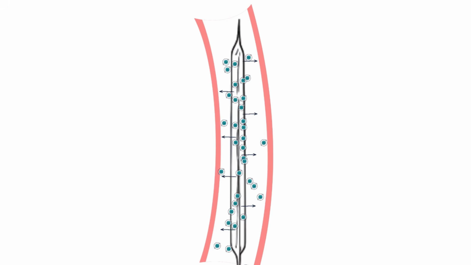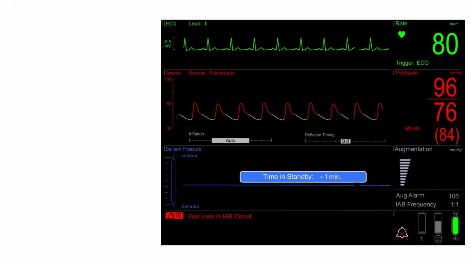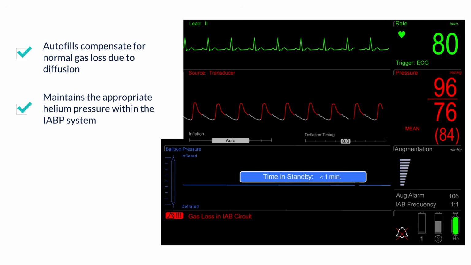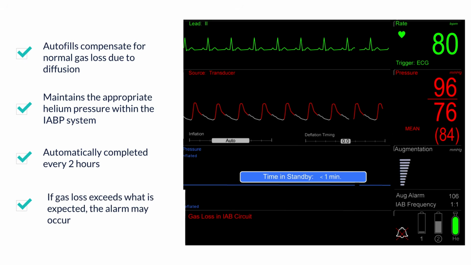As a result, the gas pressure within the IAB circuit can gradually decrease, which may trigger the gas loss in IAB circuit alarm. To help manage this expected loss of gas over time, the system performs autofills to compensate for helium diffusion. Autofills maintain the appropriate helium pressure within the IABP system. Autofills occur automatically every 2 hours during therapy and help ensure consistent system performance. If gas loss exceeds what the system can compensate for, the gas loss in IAB circuit message may occur.